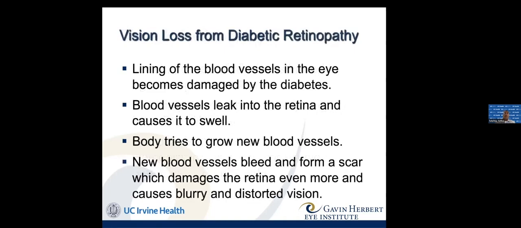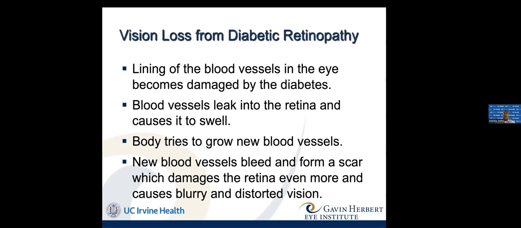So the lining of the blood vessels in the eye become damaged by diabetes, and these blood vessels start to leak into the retina and cause it to swell. And the swelling makes it physically difficult to see. And this tends to happen more significantly in the very center of the vision, of course, because the center of your vision has the most metabolic need, and so it has a lot of need for oxygen. And this oxygen is affected by the amount of swelling that happens between the nerve cells in the center of the retina. We call it the fovea.